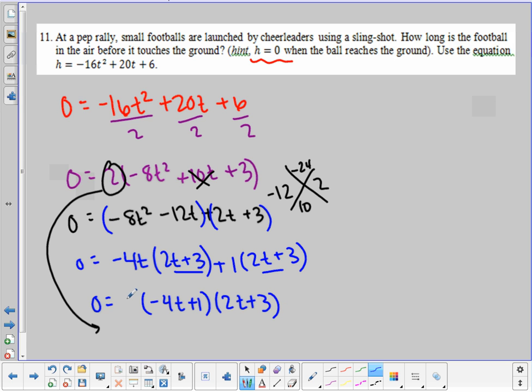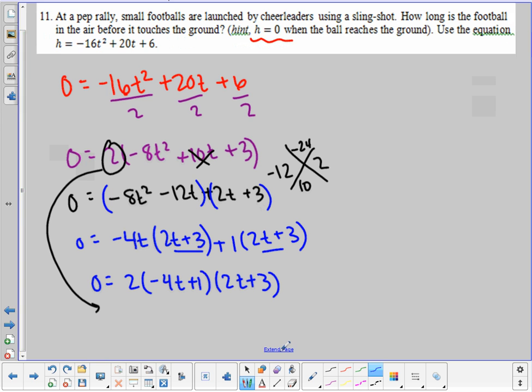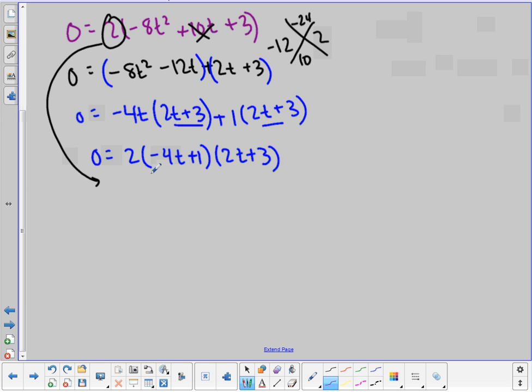Remember that 2 is still out front as your GCF. And now when we go to solving this, the 2 is not going to be a factor because if I divide by 2, that cancels that and it doesn't make any difference.